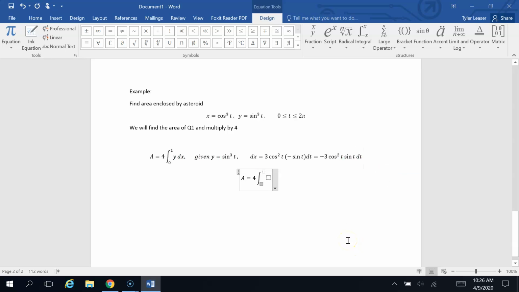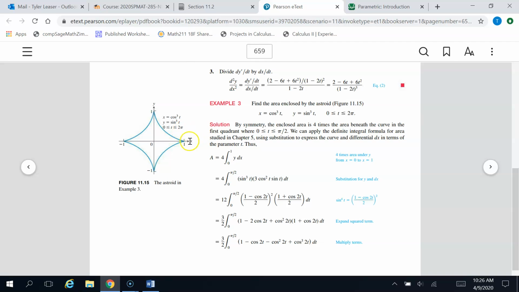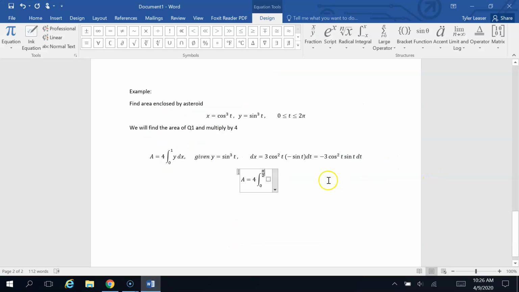So we need to have the endpoints of t in the first quadrant. The endpoints of t in the first quadrant are going to go from 0 to the angle pi over 2. Just going back over to the picture real quick, right? If you want to think about this as the unit circle, I'm integrating from 0 to pi over 2, just the first quadrant. Okay.